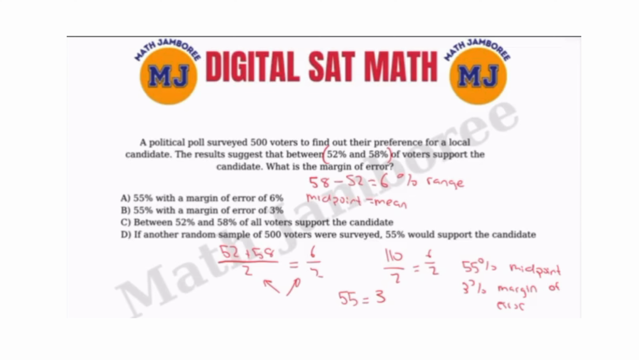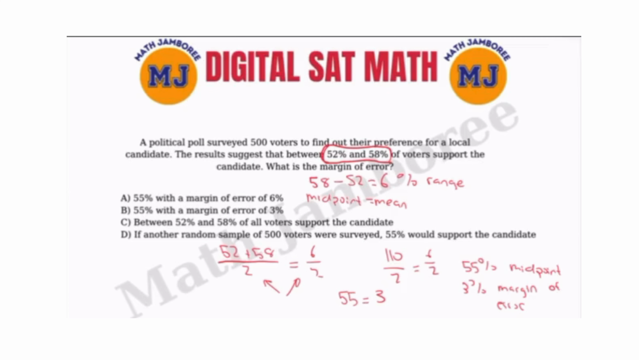Now you can check if you've done it correctly by using the midpoint and adding and subtracting 3. So 55 plus 3 should be 58, and 55 minus 3 should be 52. That is correct in our case. That's what it says on our text. So since we done it correctly, we can go over to the choices.